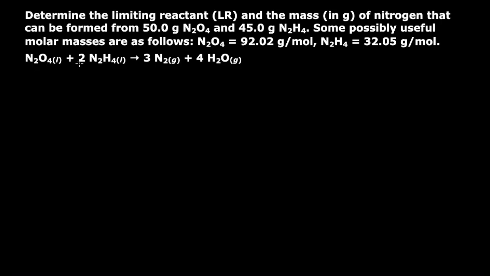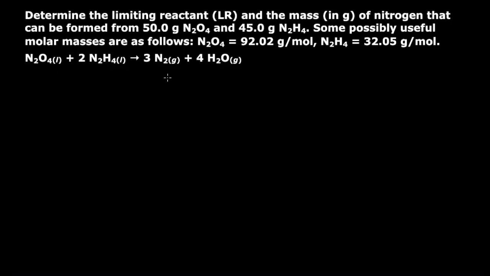And when we have two different reactants and two different amounts, like we have this 50 here and this 45 right here, one of those reactants is going to run out first. And the one that runs out first is going to be called the limiting reactant because it limits how much product we can make over here. And the other reactant will be in excess, and we're going to have some of that left over.